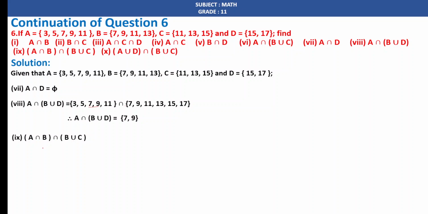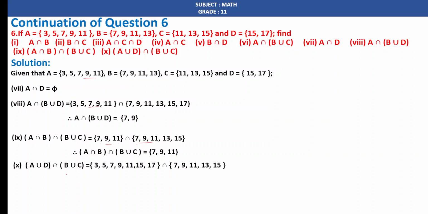Ninth one, (A intersection B) union C. Between A and B, 7, 9, 11 are common. Therefore, A intersection B is {7, 9, 11}. Then union C: when we combine it with C, we are going to get 7, 9, 11, 13, 15. Therefore, the answer is {7, 9, 11, 13, 15}. Let us see the 10th one.